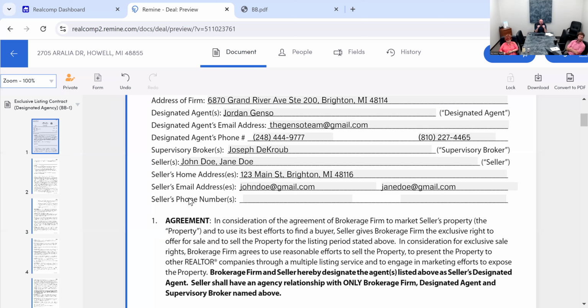Well, yeah, so my understanding of this contract is it does not give us a firm date of obligation to have it on the MLS by. It gives us the authority to put it on the MLS. We're able to market it through the MLS service.